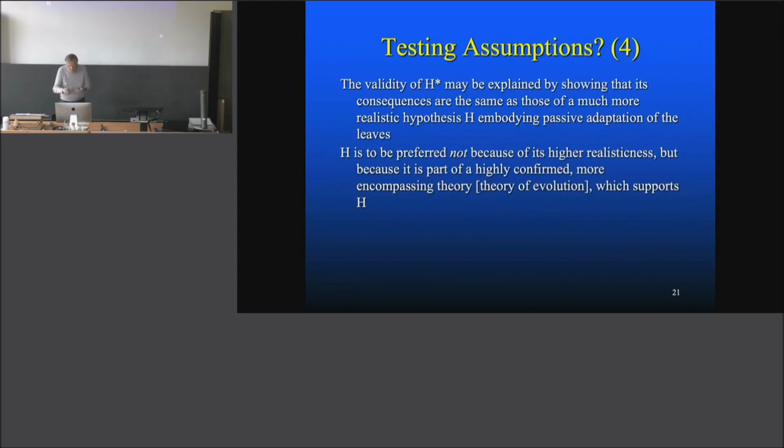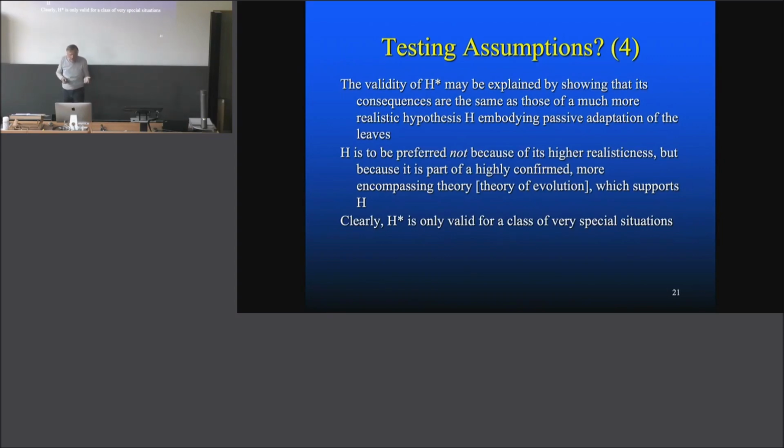And H, the true hypothesis, I mean, why is it that the trees are there, is to be preferred not because of its higher realisticness, but because it's part of a highly confirmed, more encompassing theory, namely the theory of evolution. Right? The theory of evolution tells you basically what the structure of trees is, and that theory of evolution supports H. Now, if you look at that, then you may say, yes, it's somehow plausible, but it's not completely transparent what's going on here. And later I'll come to that in greater detail.